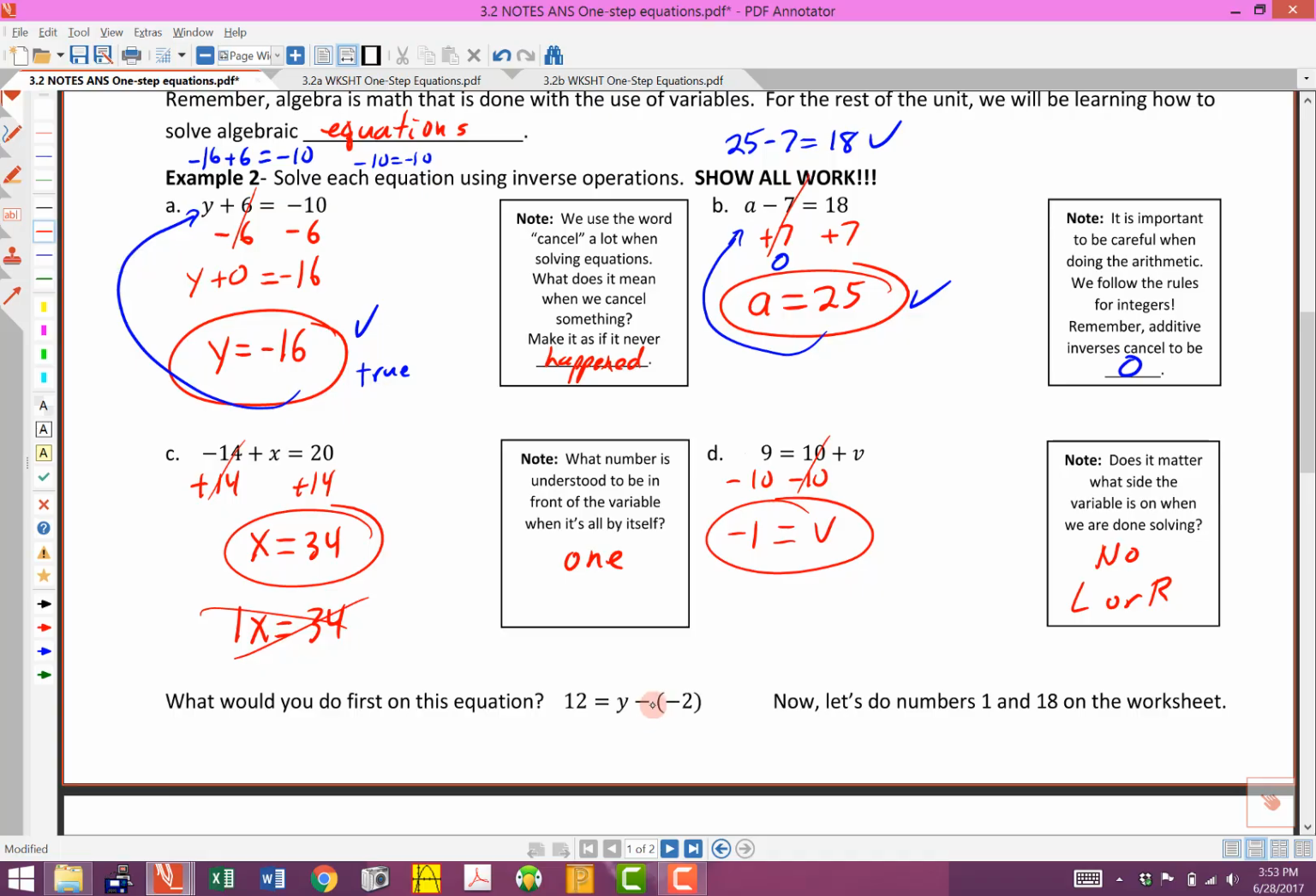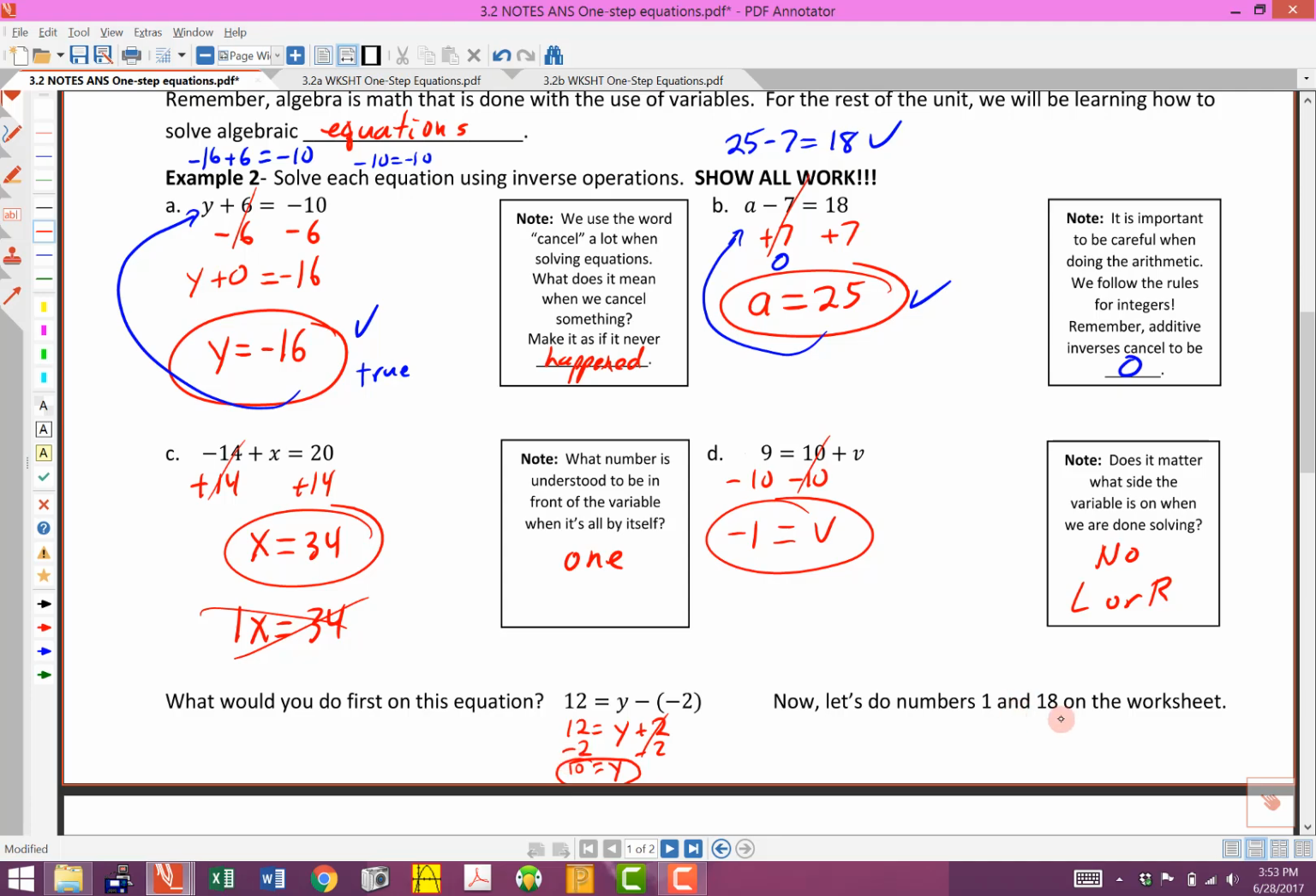We don't like these two symbols next to each other, so I'm going to write 12 equals, this is going to be a y, and then minus a negative 2. This is implied multiplication, negative times a negative, so this is going to be a plus 2. So now we can go ahead and solve this. I'm going to subtract 2 from both sides. So these cancel each other out to be a 0, and over on this side I end up with 12 minus 2, so that ends up being 10. So 10 would be the answer on that one right there.